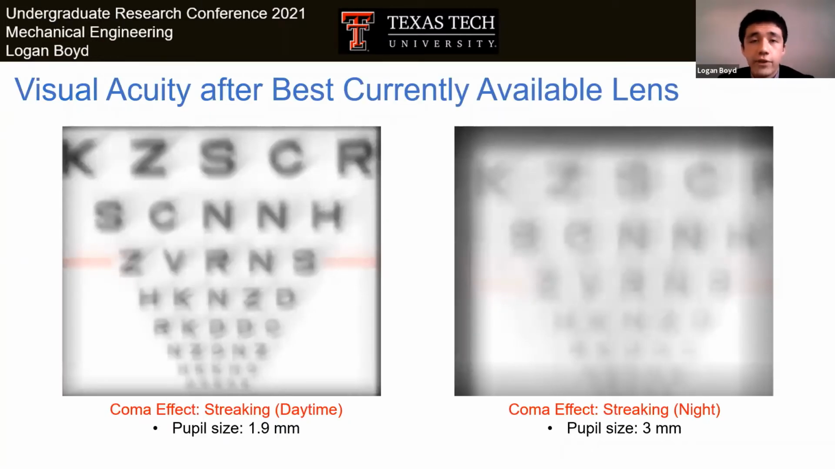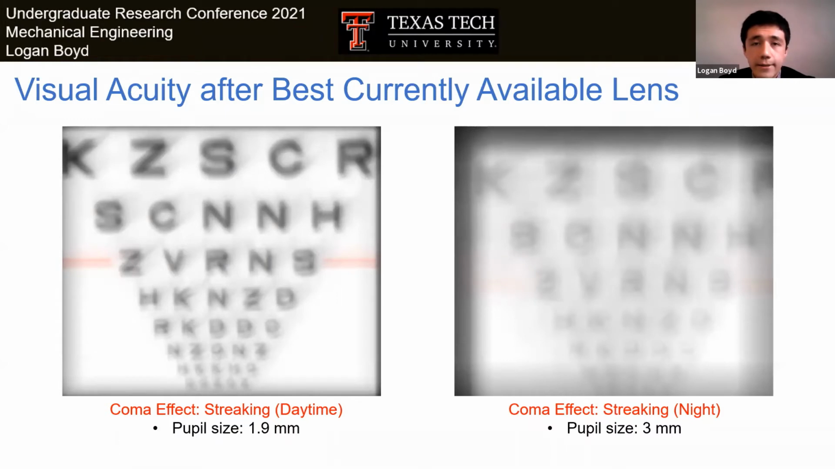To give you a visual aid, here are some LogMAR eye charts that you might see at your eye doctor's. On the left is keratoconic vision after applying the best currently available conventional second order contact lenses. How many lines can you read? This vision is obviously terrible, and even worse on the right, which represents nighttime keratoconic vision. So this is a very significant problem and one that we need to address.